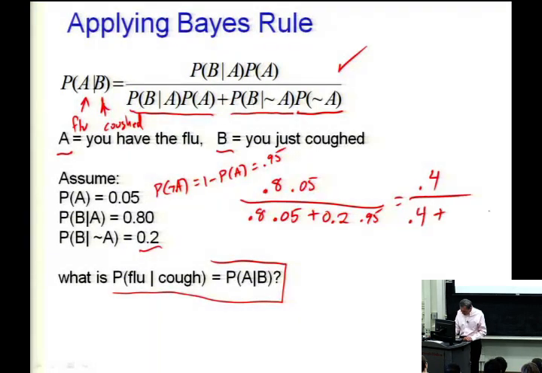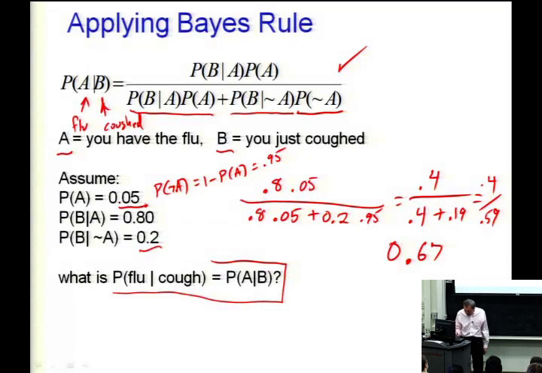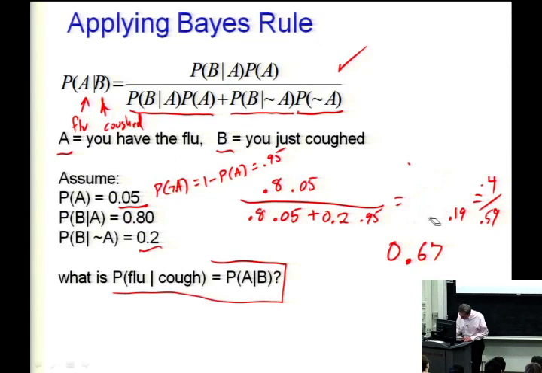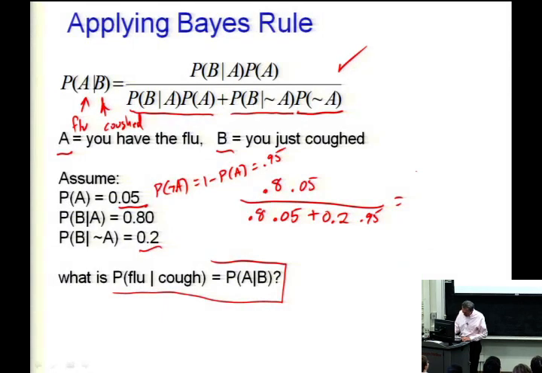Okay, so what's that give me? 0.4 over 0.4 plus 0.19, which is 0.4 over 0.59, which is darn close to 0.67. It's about 2/3. Okay, so a priori you only had a probability of 0.05 of having the flu, but since you coughed, oh, did I do bad arithmetic? Oh, 0.04. Thank you. Wow, okay. Wait a minute. Gotta love technology. Pretend that never happened.